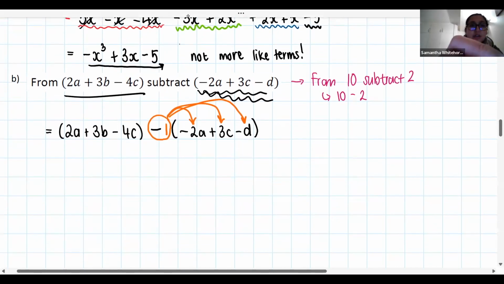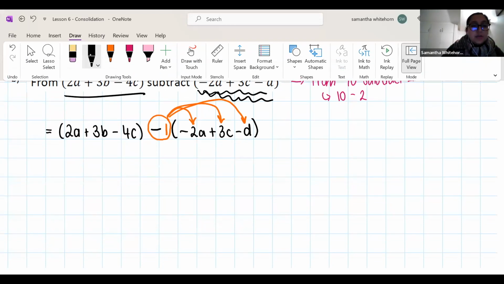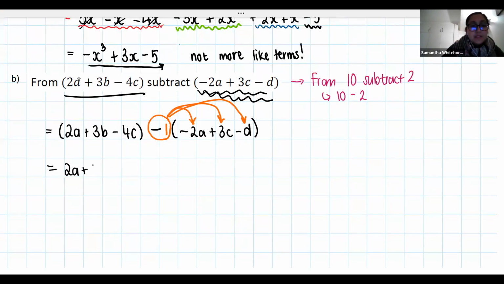All right, so if we go and distribute, we've got 2a plus 3b minus 4c. I can basically drop that first bracket because I don't have anything to distribute. But now in my second term, I need to multiply. Negative 1 times negative 2a is positive 2a. Negative 1 times positive 3c is negative 3c. And negative 1 times negative d is positive d.